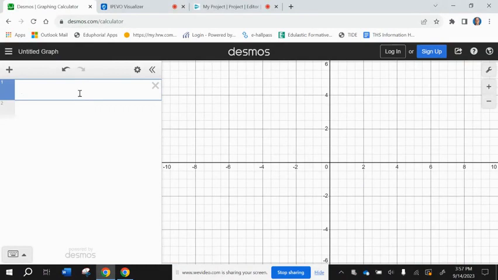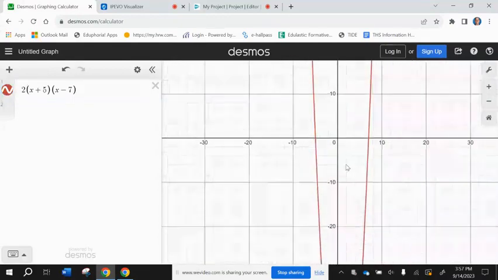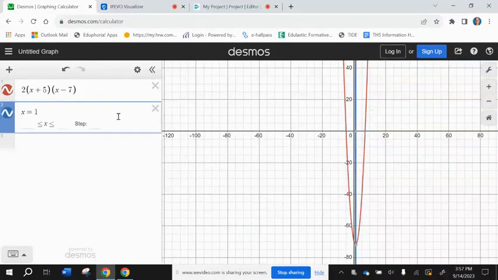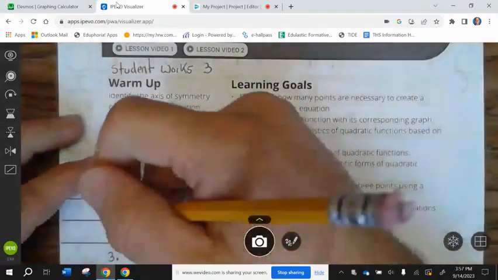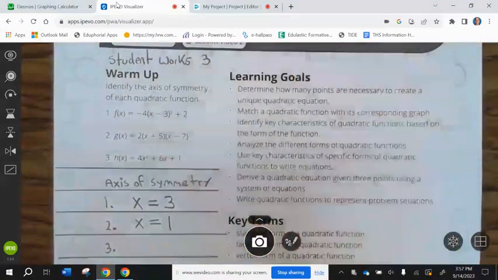So then that's 2 parentheses x plus 5 parentheses x minus 7. Now I need to zoom out apparently, probably up. And then my axis of symmetry is x equals 1. Okay, student works 3, so go ahead and do that.